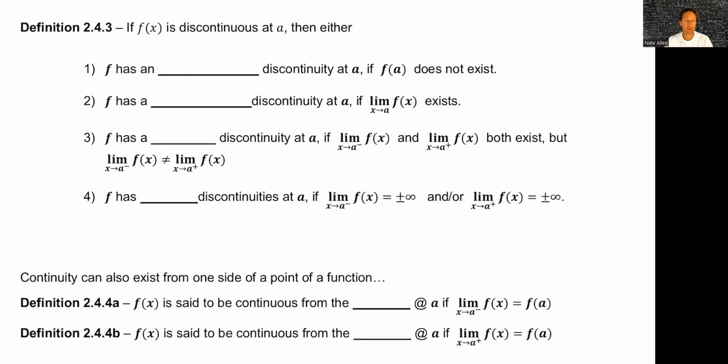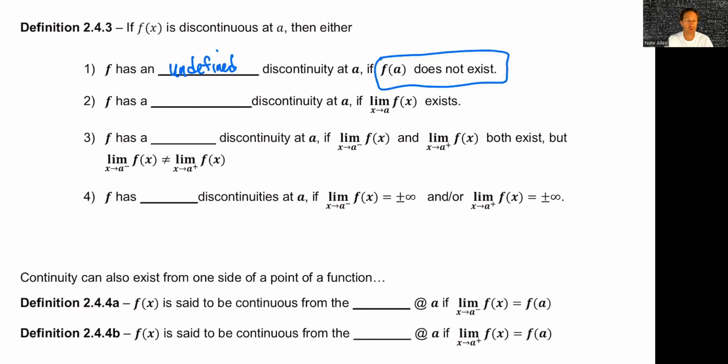So let's take a look at the next few definitions and try to put this all together in a more formal way. If we have a function that is discontinuous at a, then what happens algebraically? Let's define these. Number 1 here, f has a blank discontinuity at a if f of a does not exist. What do we just call that? Undefined discontinuity. We have to make sure that it's defined first. So if f of a does not exist, then it's undefined.